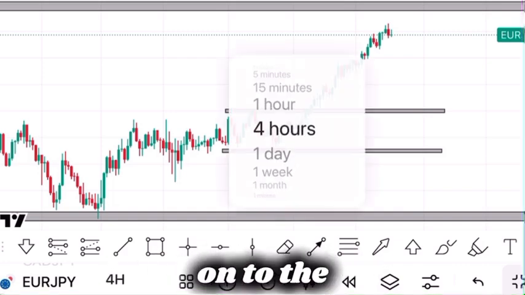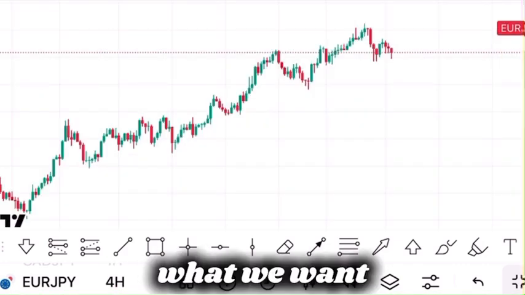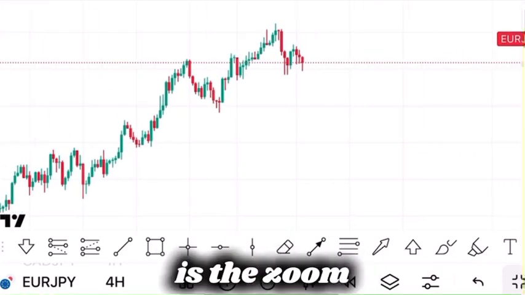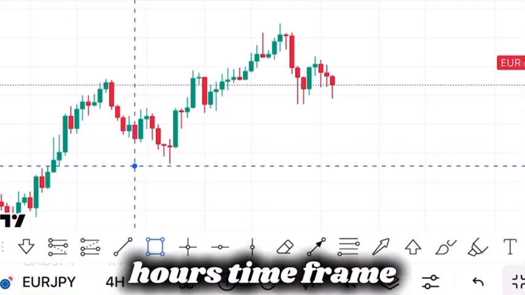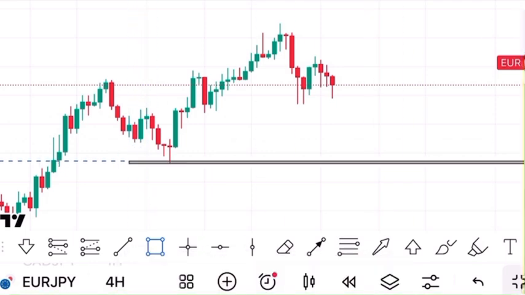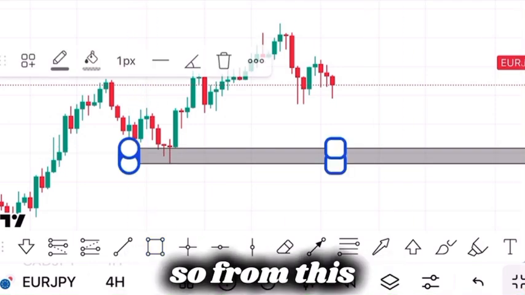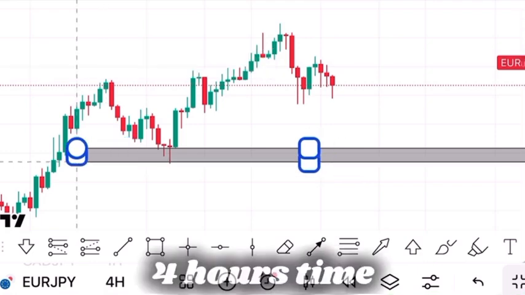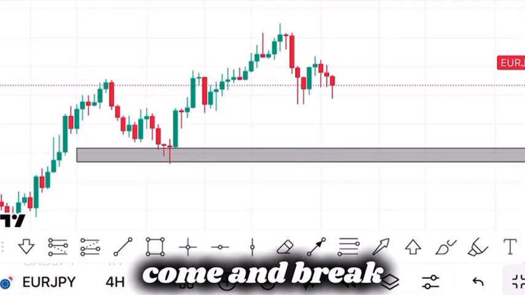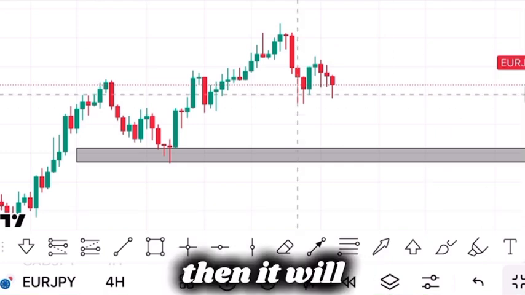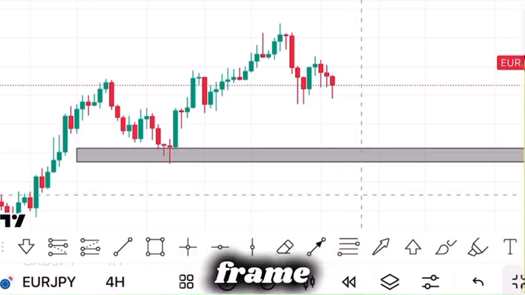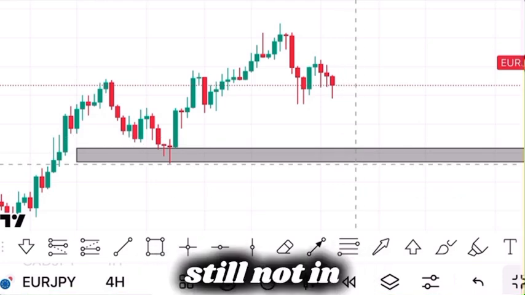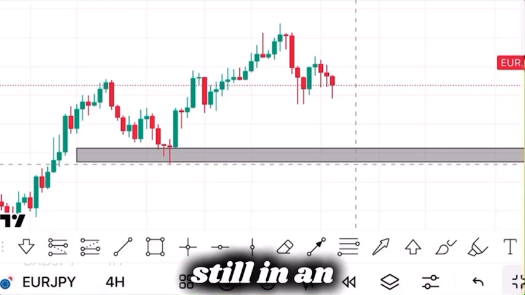Now we go on to the 4 hours time frame. What we want to see from the 4 hours time frame is, zoom it out, then the most recent low from the 4 hours time frame. Here it is. If price comes and breaks this low now, then it will be in a downtrend from the 4 hours time frame. But that does not mean that the 1 day time frame is not still in an uptrend. The 1 day time frame is still in an uptrend.